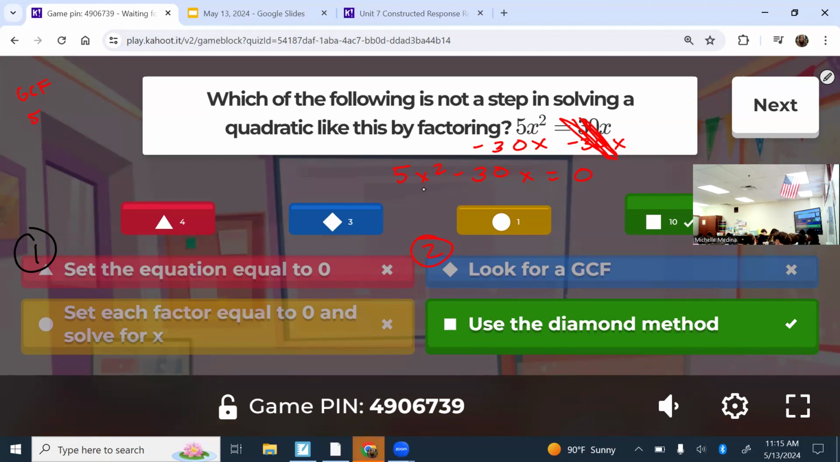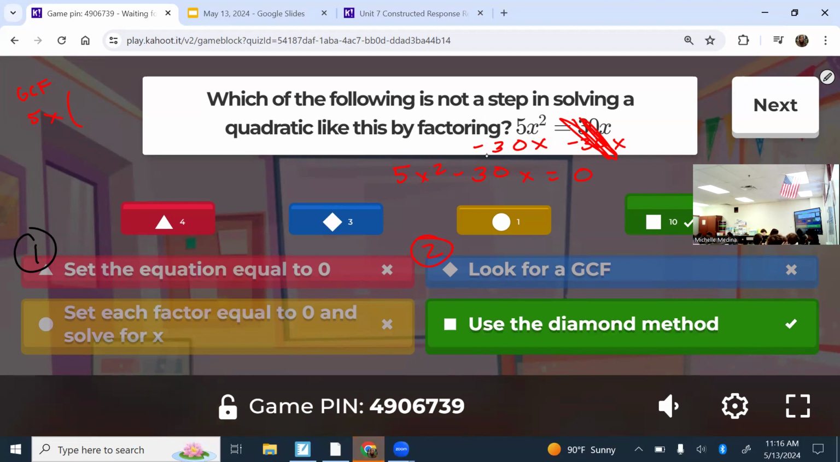Also, can I factor out any x's? You always check that next. If they both have an x term, you can factor out an x. You always take the smallest one. So would I take the x squared or the x to the first? Okay, good. So 5x is my GCF. That will go outside the parentheses.